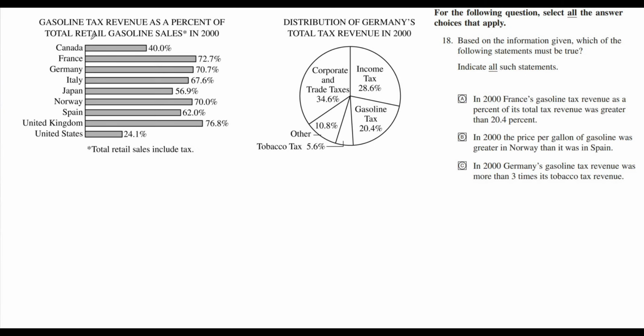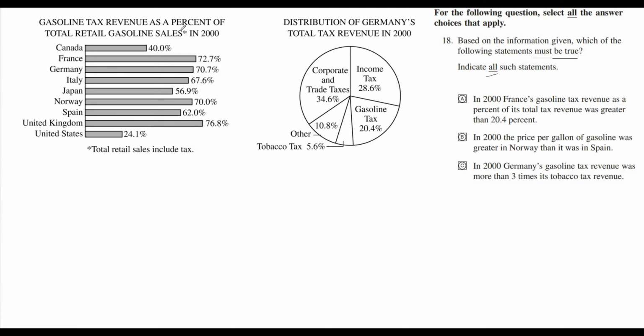So the question says you need to select all the answer choices that apply. And it says, based on the information given, they're talking about these two charts, which of the following statements must be true? Okay, so that must be true. Indicate all such statements. Okay, so here's the first one. In 2000, France's gasoline tax revenue as a percent of its total tax revenue was greater than 20.4%.